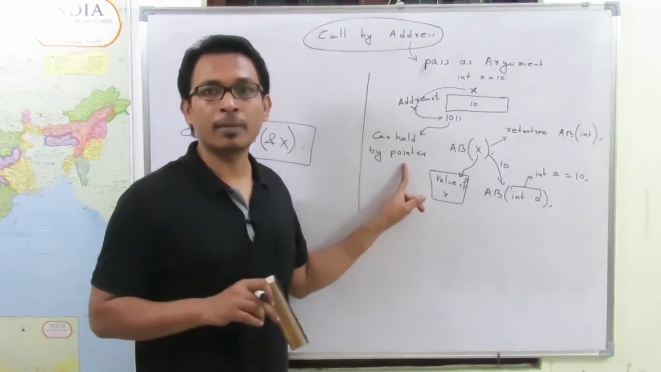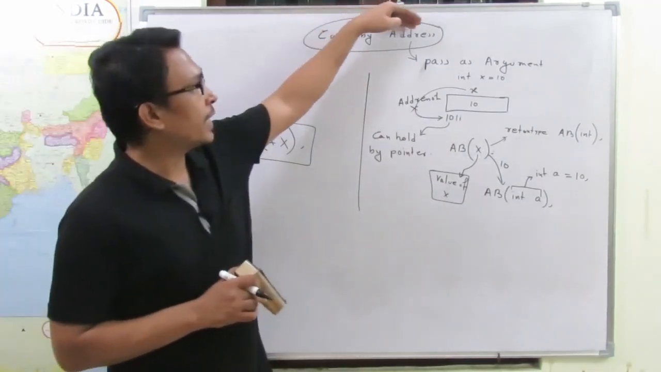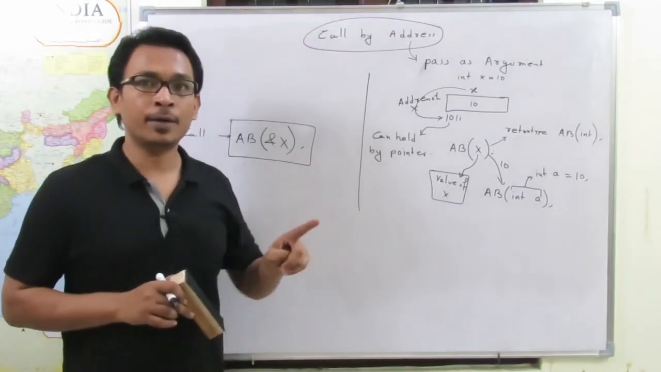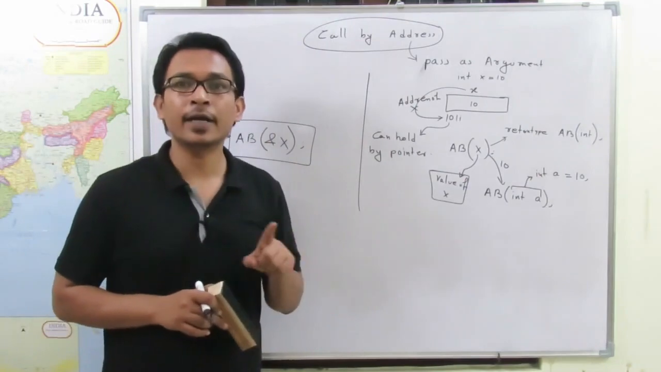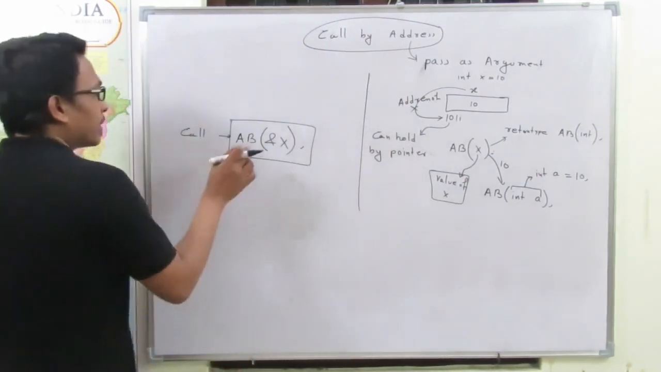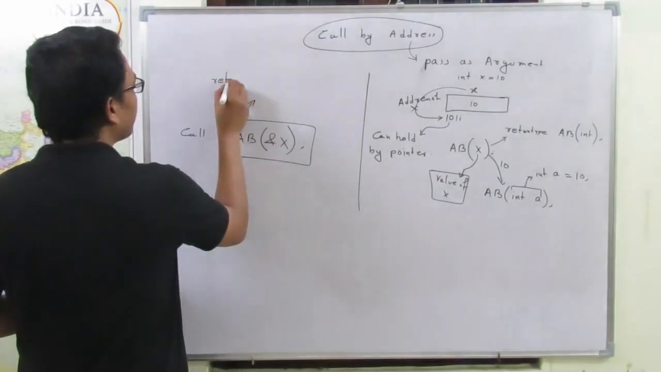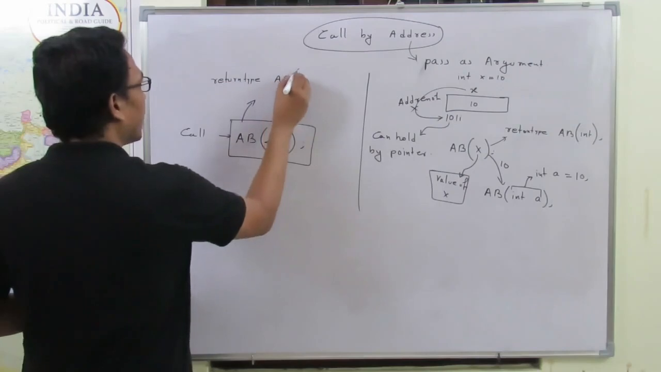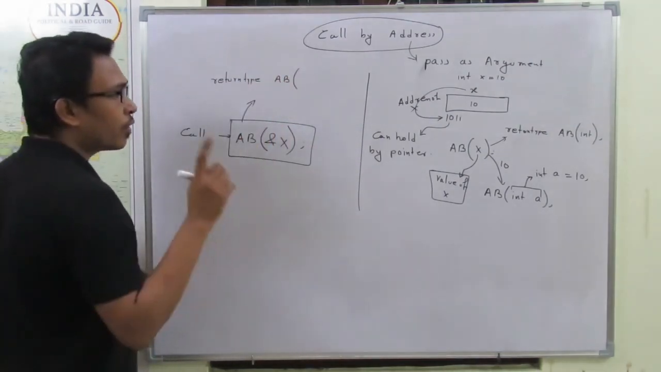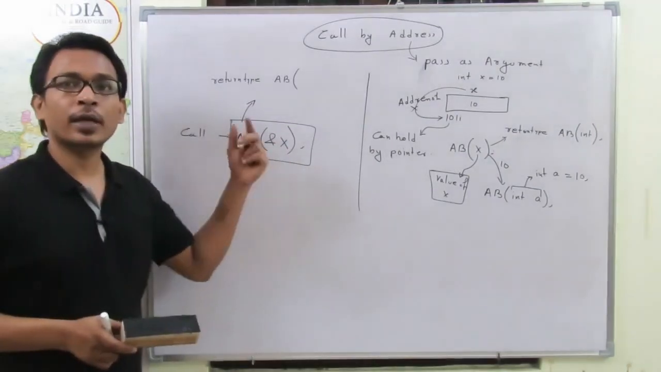Address can be held by pointers only. That means in case of call by address, the argument type will be pointer type. That means the signature of this particular function will be return type, then function name, and then how many arguments are there? Only one argument is there, and that argument is also an address.